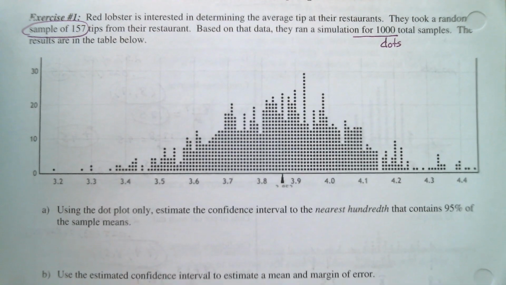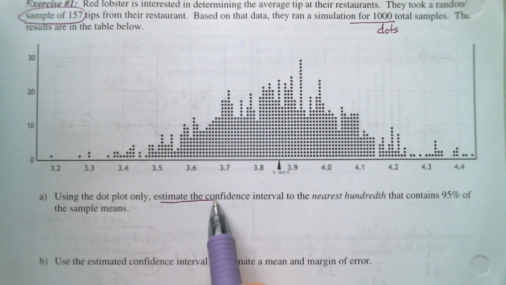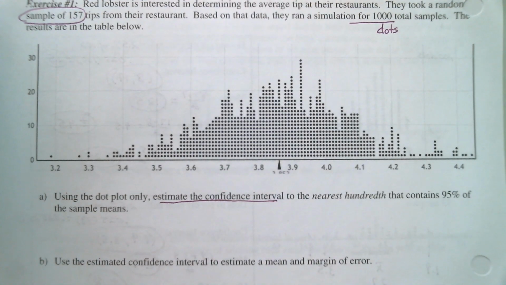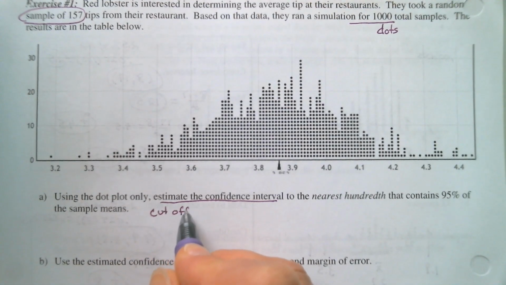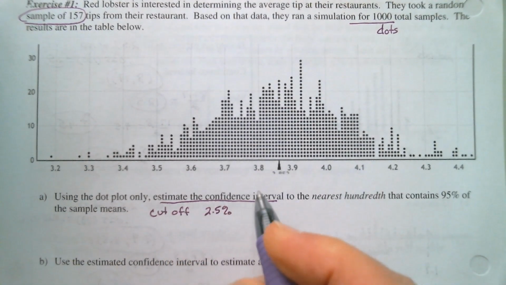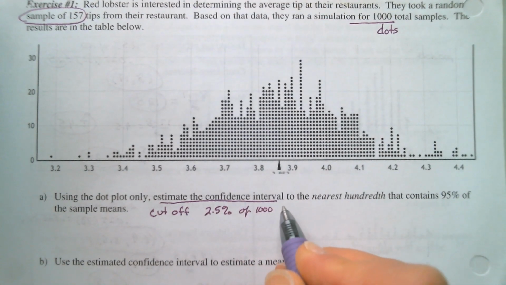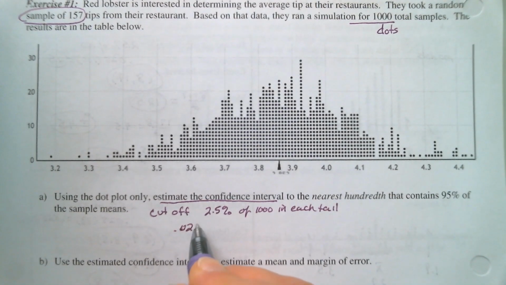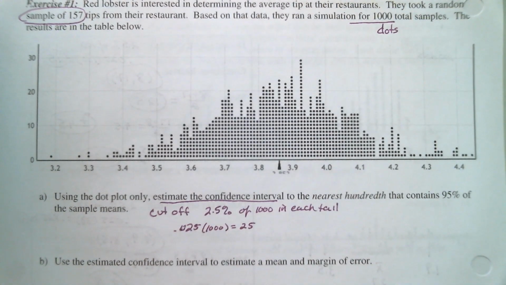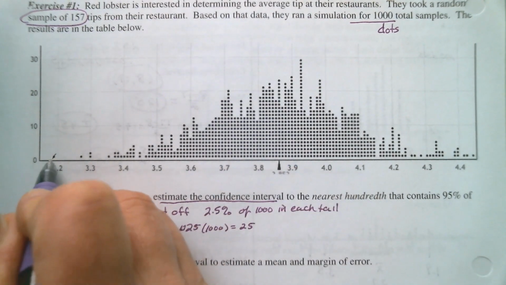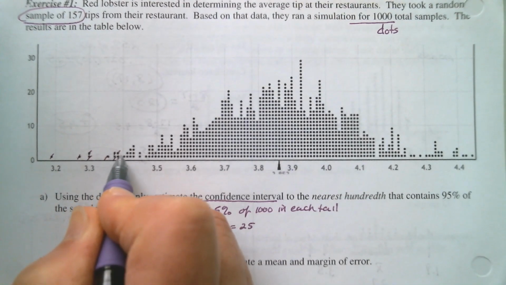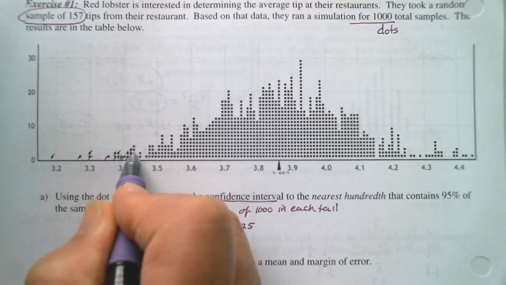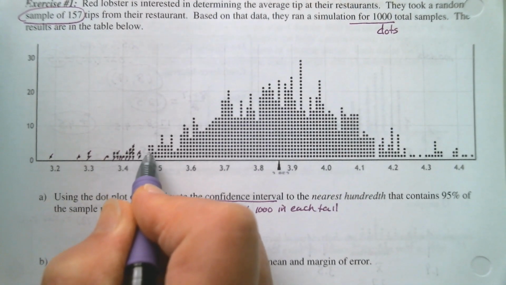A, using the dot plot only, estimate the confidence interval. Okay, so to estimate a confidence interval, what we do is we cut off 2.5% of 1,000 from each tail. So 0.025 times 1,000 is 25. So we cut off 25 dots in each tail. So we count 1, 2, 3, 4, 5, 6, 7, 8, 9, 10, 25.